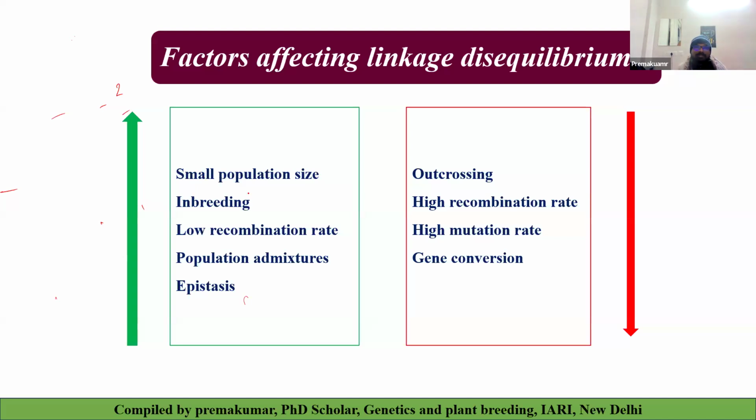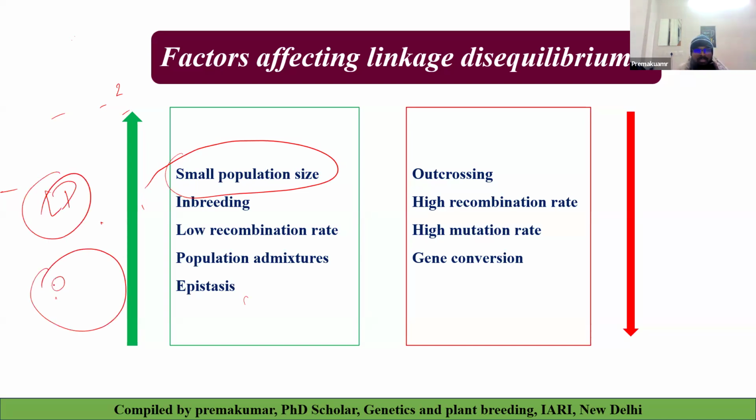If there is a small population size, there will be higher LD, because in a smaller population the alleles may go together only. They don't have a chance to mate randomly with another individual. The population size itself is one of the important factors.